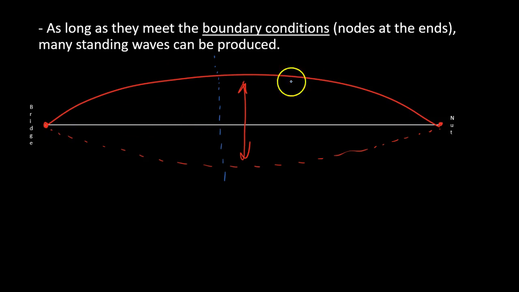So this diagram in red is called the first harmonic. It's the first standing wave that can be created. Because it's the first standing wave that can be created, it's given another term. The first one is called the fundamental. This is the fundamental.